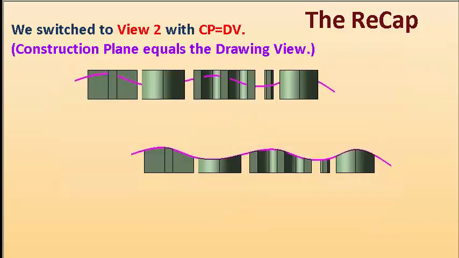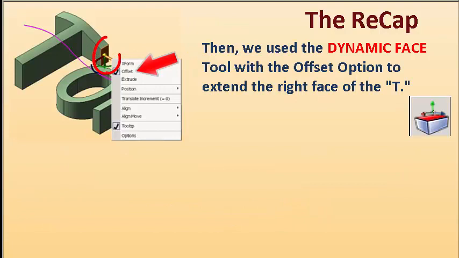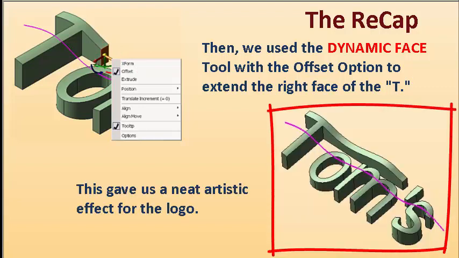We switched to View 2 with CP equal to DV, construction plane equals the drawing view, and we used the Trim First tool to trim each extruded letter to the spline. Then we used the Dynamic Face tool in View 7 with the Offset option to extend the right face of the T. This gave us a neat artistic effect for the logo.